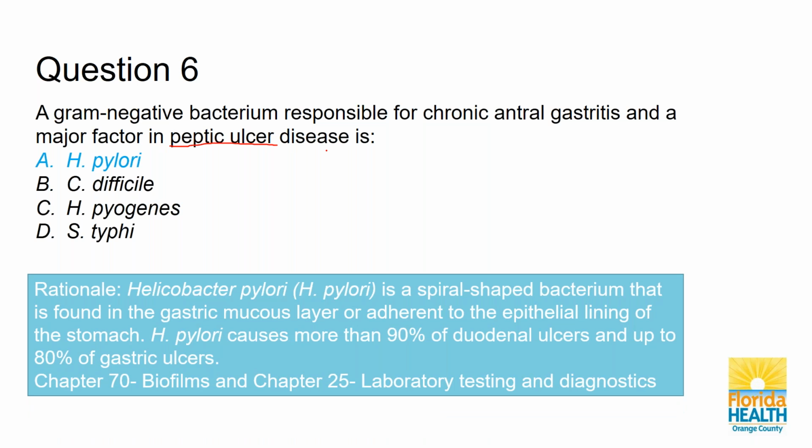Helicobacter pylori is a spiral-shaped bacterium that is found in the gastric mucus layer or adherent to the epithelial lining of the stomach. H. pylori causes more than 90% of duodenal ulcers and up to 80% of gastric ulcers.